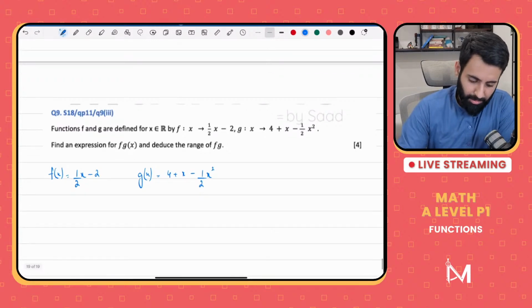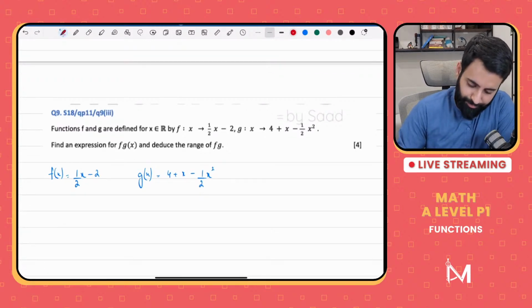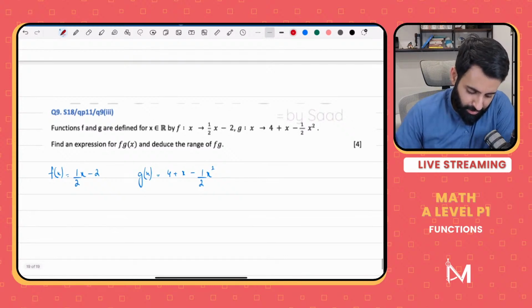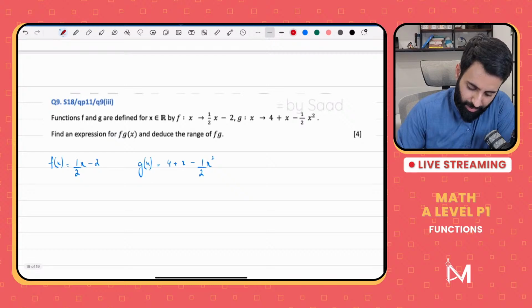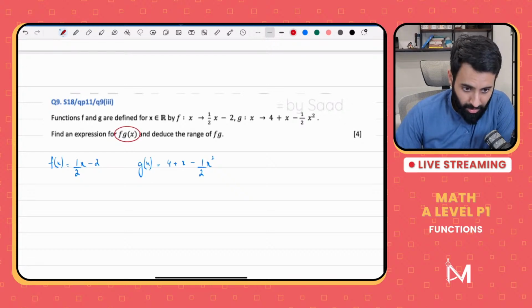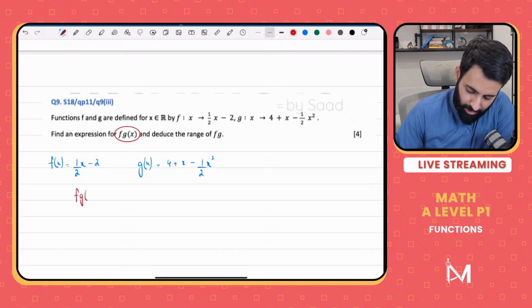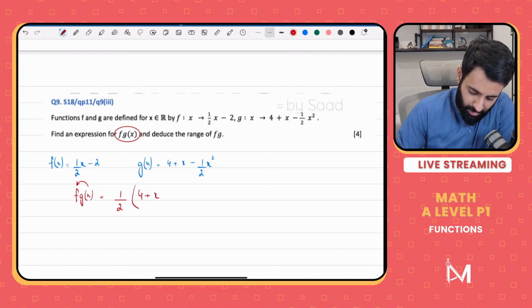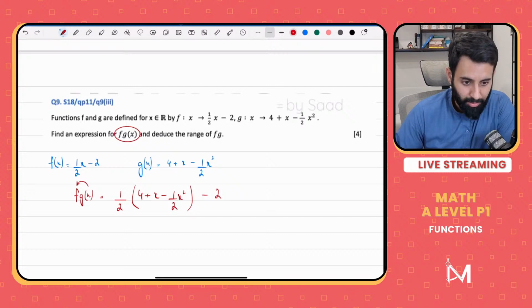Okay, let's find out. Now I'm going to solve this, and I want you guys to pay close attention. Functions f and g are defined as above. g of x is 4 plus x minus half x squared. Find an expression for f of g of x, and hence deduce the range of fg. Range of fg of x basically means that we plug g of x into function f. So that means 1 upon 2 into 4 plus x minus half x squared, and don't forget the minus 2 from before.